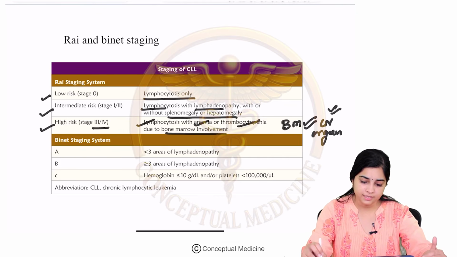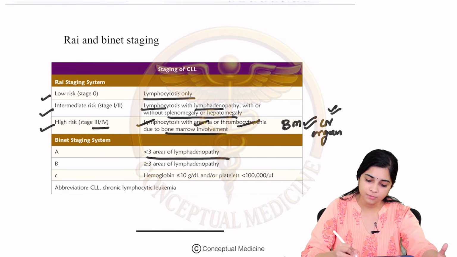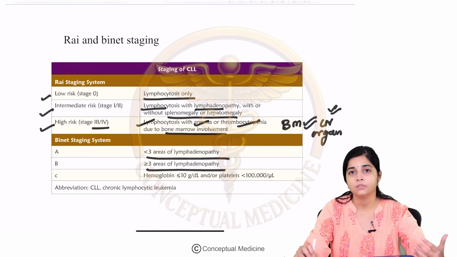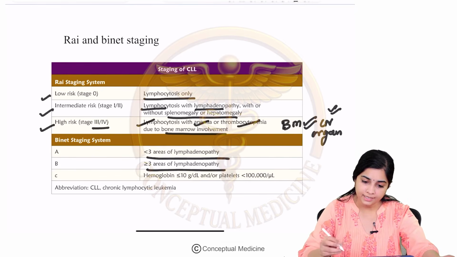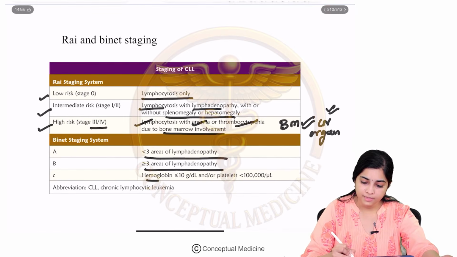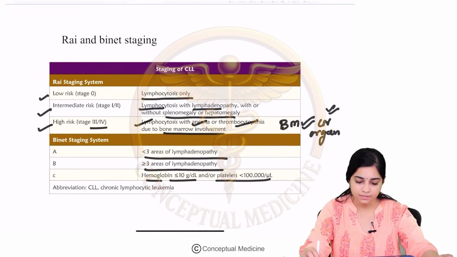Then according to Binet staging system, if there are less than 3 areas of lymphadenopathy, it is stage A. More than 3 areas of lymphadenopathy, non-contiguous lymph node areas are increased, then it is stage B. And again, if there is involvement of marrow and cytopenias, hemoglobin drop, platelet drop, then it is stage C.